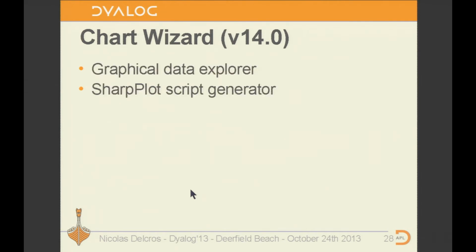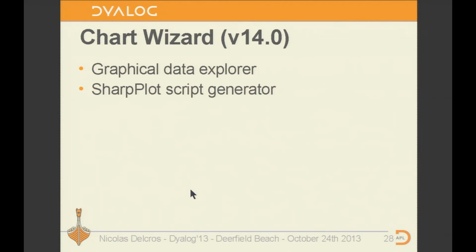The chart wizard has basically two functionalities. One is a graphical data explorer. You have data in your workspace, you have matrices with numbers or whatever, and you want to explore it. You don't just want to dump the numbers in your session, you want to see how it shapes up. So that's one thing it will do. You open your array with the chart wizard and explore it. It's a sort of array viewer using some of the chart types we've seen.